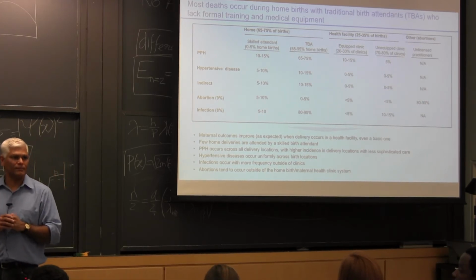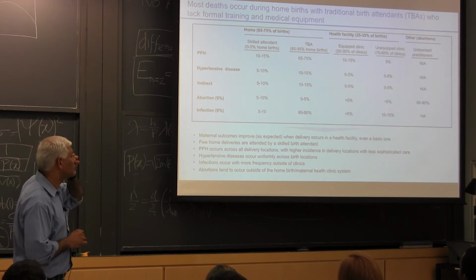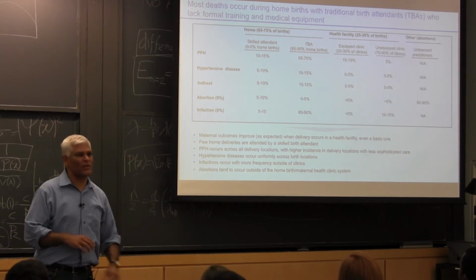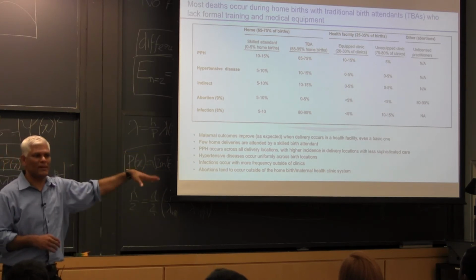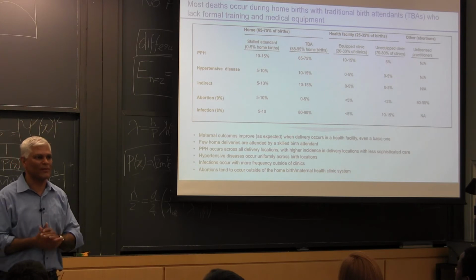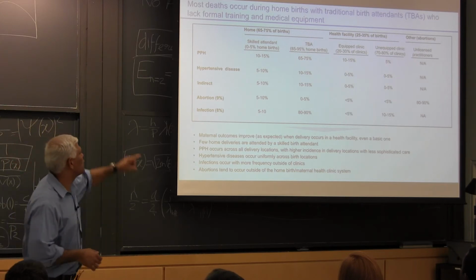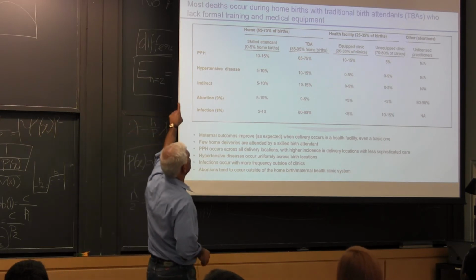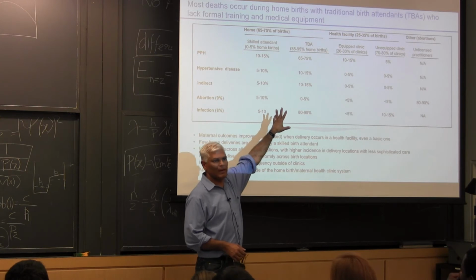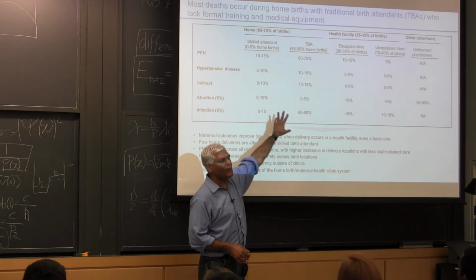I'm sorry, what are those percentages of? For the indirect column, they don't add up. Oh yeah, if they don't add up, that's just because I haven't done the math, but they should be close enough to adding up. There should be about 100% if you range it. So those are the percentages of those types of rates? Yeah, so if you take PPH, which is the most significant, essentially 2/3 to 3/4 of them happen when TBAs are administering the birth at home.